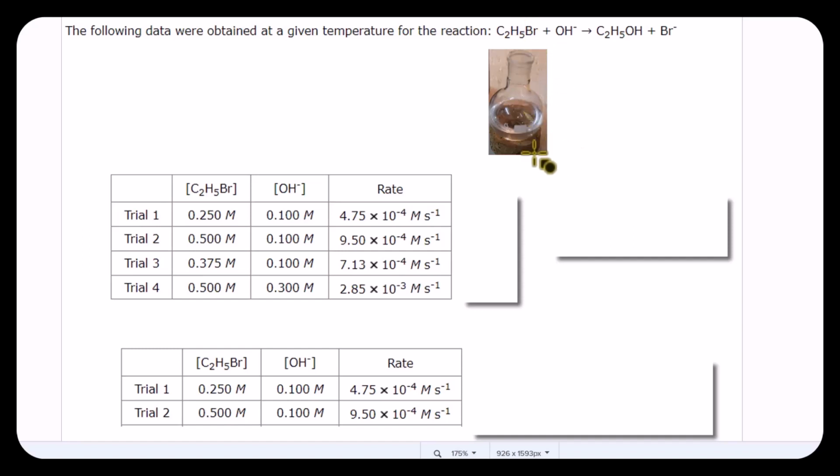It boils at about 101 degrees, so you can almost hold this in your hand to make it boil, but don't. You don't want to breathe these fumes. And it reacts with hydroxide, becomes the non-dangerous alcohol.